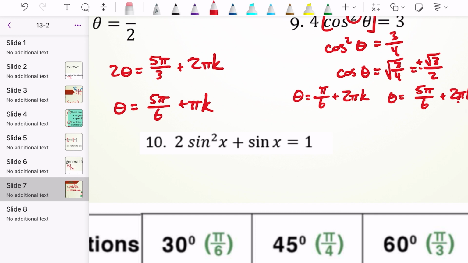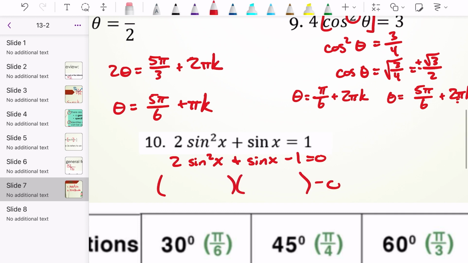Question number 10. We are taking a look at a problem that is very similar to a polynomial. In this case, the same thing that we would usually do with a polynomial, where we would set the entire equation to 0, is the exact first step that we're going to take. We're going to move over the 1, so 2 sine squared x plus sine x minus 1 is equal to 0. And we're going to go ahead and factor.